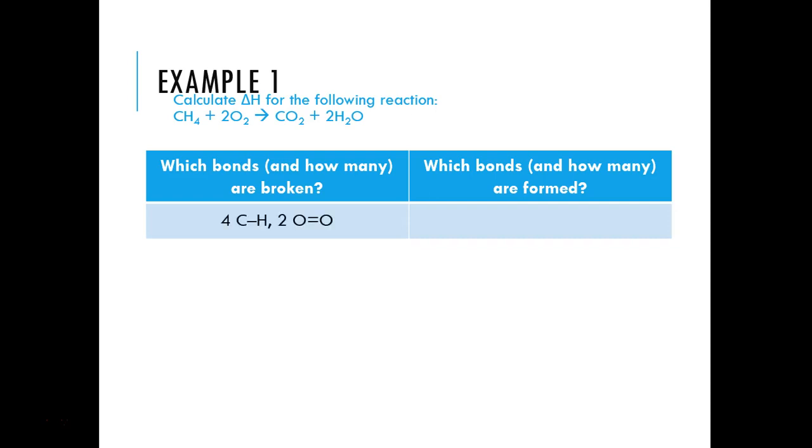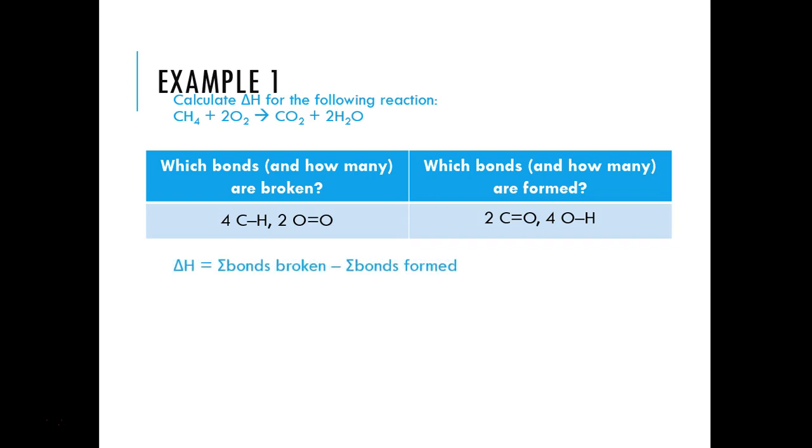All right, well, we have to think about methane, so you're going to really need to draw these structures. Methane has 4 carbon-hydrogen bonds, so those are broken, and then diatomic oxygen is an oxygen-oxygen double bond, and there's 2 of those. When we think about the bonds formed, carbon dioxide has 2 carbon-oxygen double bonds, and then each water molecule has 2 oxygen-hydrogen bonds, but there's 2 of them, so we have a total of 4.